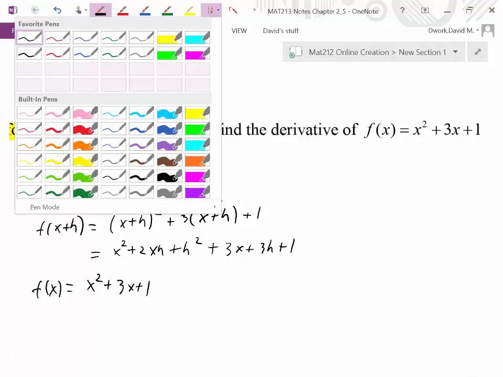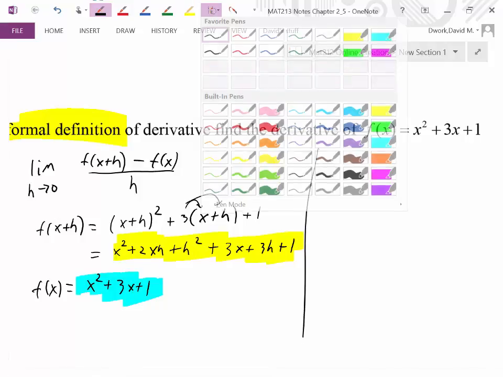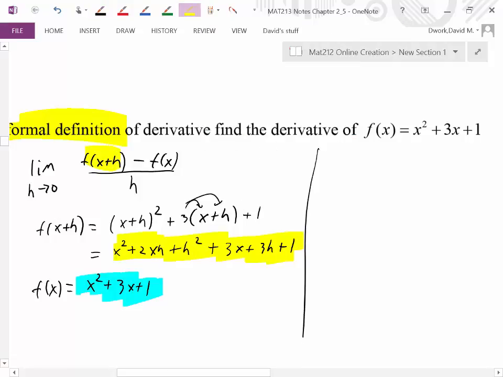And to keep with the color coding I was using before, this will be the first part of our formal definition. This will be the second part of our formal definition for the numerator. So let's go ahead and fill it in. And I'll highlight it here too if you want to see. So there's the first part. And there's the second part. So let's go ahead and fill that in.